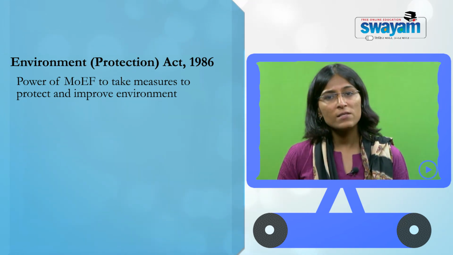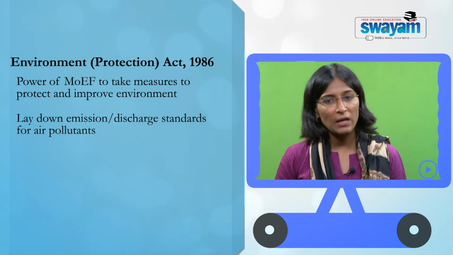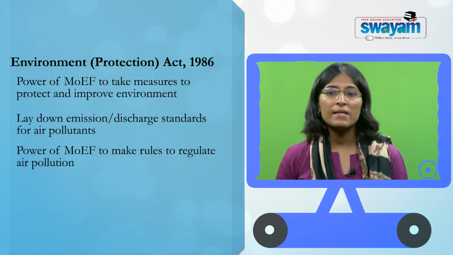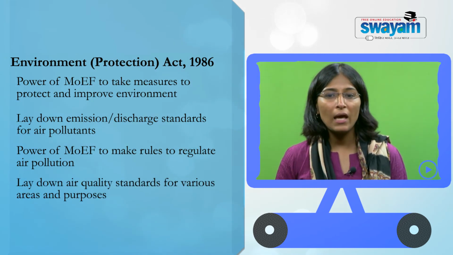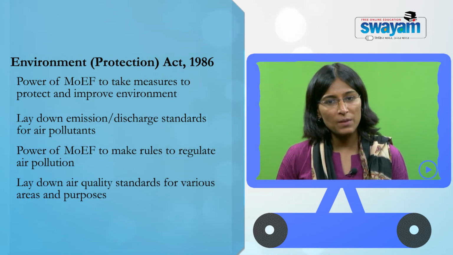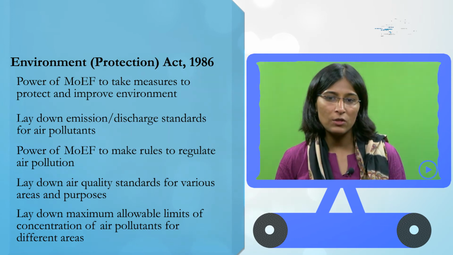Under the exercise of this power, the MOEF can lay down emission or discharge standards for air pollutants. The MOEF also has the power to make rules to regulate air pollution. For example, laying down air quality standards for various areas and purposes, and laying down maximum allowable limits of concentration of air pollutants for different areas. Again, as in the case of the relationship between the Environment Protection Act and the Water Act, in this case as well, the standards under the Environment Protection Act and rules will be placed in higher capacity over the standards under the Air Act.